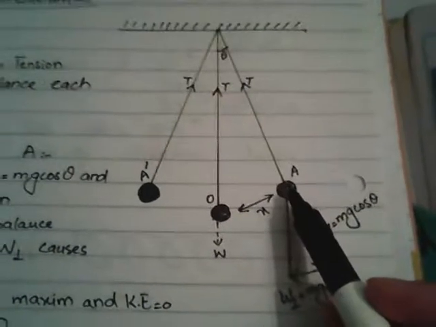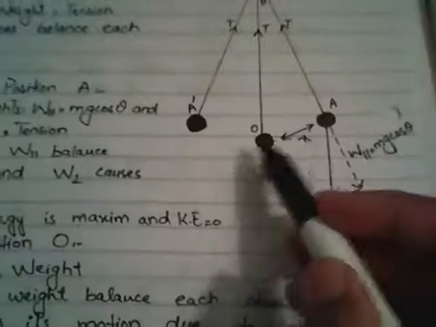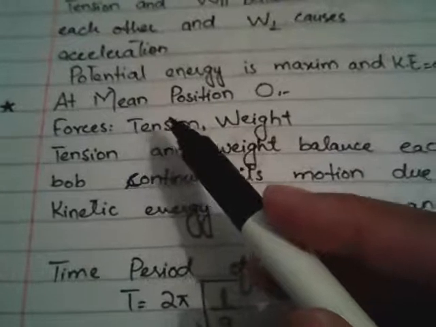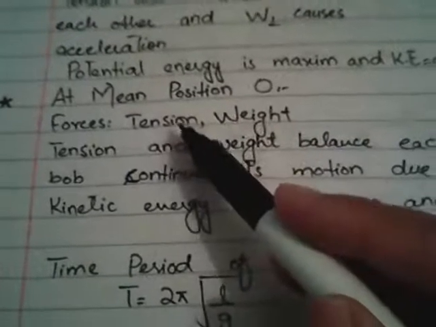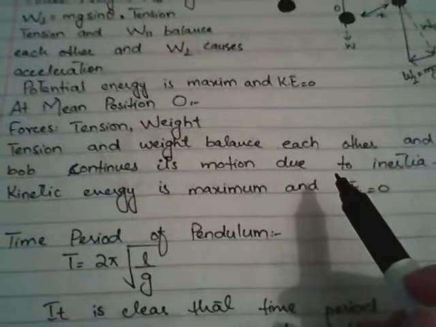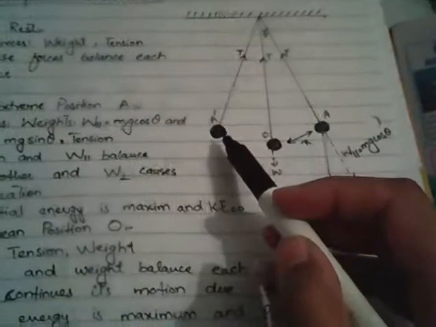But what happens when we release the bob? It will start its journey towards the mean position, point O. What are the forces at point O? The forces will be just like the weight in the rest case: the tension and the weight. Tension and weight balance each other, and the bob continues its motion due to inertia. Remember that the bob won't stop at the mean position. Because of inertia, it will travel to the next extreme position, which we call A prime.